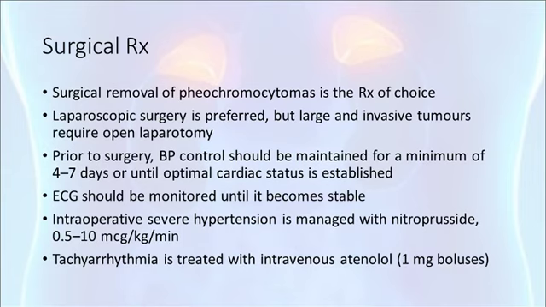Prior to surgery, blood pressure must be controlled for at least 4 to 7 days using either alpha blockade or calcium channel blockade, or the combination of alpha and calcium channel blockade together. The ECG of the patient must be stable prior to this, and intraoperative severe hypertension must be treated with sodium nitroprusside anywhere between 0.5 to 10 micrograms per kilogram per minute. Tachyarrhythmias must be treated with atenolol as 1 milligram bolus doses.